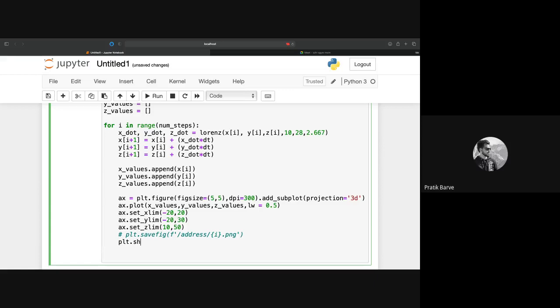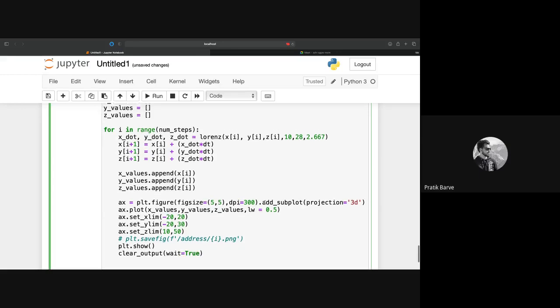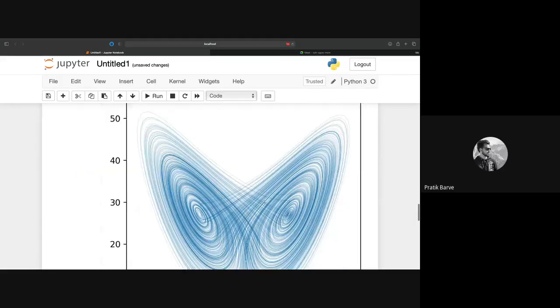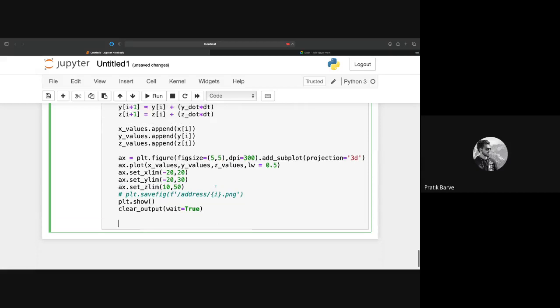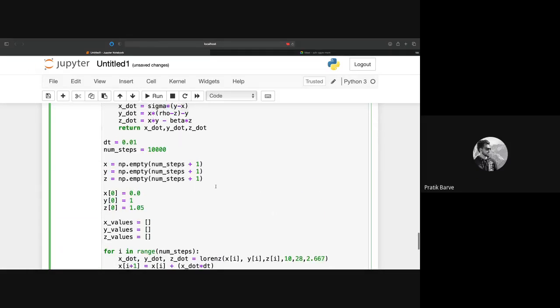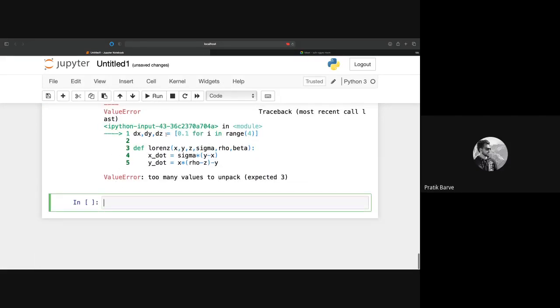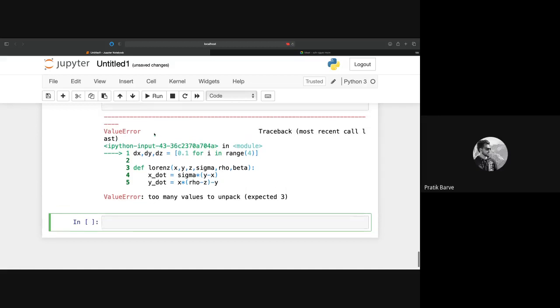But what we'll do here is we'll see the plot. And we'll have to use the clear output function from IPython. So clear output wait equals true. Have I imported that or anything? Yeah, I have. Okay. So let's see if this works. It's done, I think. Yeah. Too many values to unpack. Expected 3.